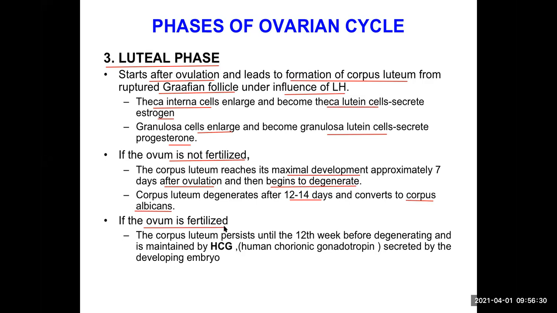But what if the ovum is fertilized? What if the lady becomes pregnant? See here, the corpus luteum persists until the 12th week before degenerating and is maintained by HCG, human chorionic gonadotrophin, which is secreted by the developing embryo. To be rather precise, from where exactly is this HCG released? Yes, syncytial trophoblast, sir. Very good. Syncytial trophoblast, exactly. It is the outer layer of the trophoblastic tissue from where the future placenta is formed. So HCG maintains the corpus luteum if the lady becomes pregnant, and it maintains it till the 12th week. After that, the placenta will take over.